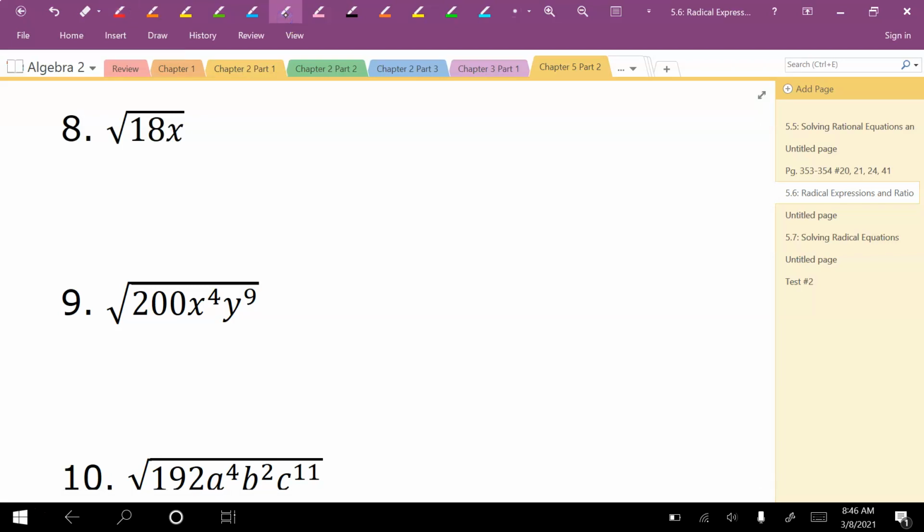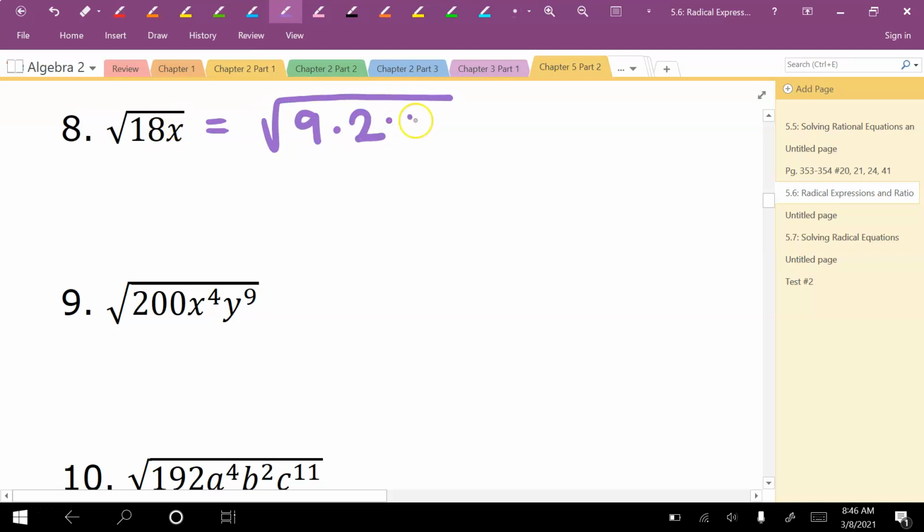So, thinking about those numbers, the 4, the 9, the 16, 25 is too big. So out of 4, 9, and 16, which one of those numbers can go into 18? Good, 9 can. So I'm going to rewrite 18 as 9 times 2.